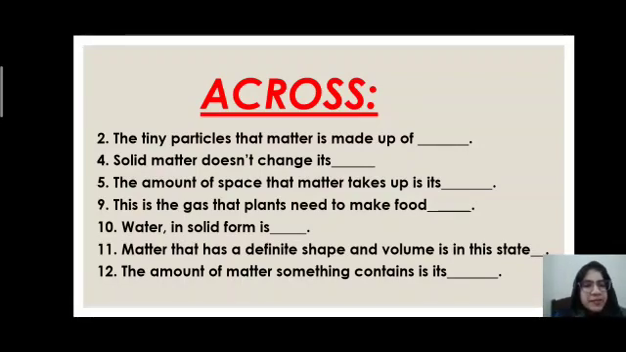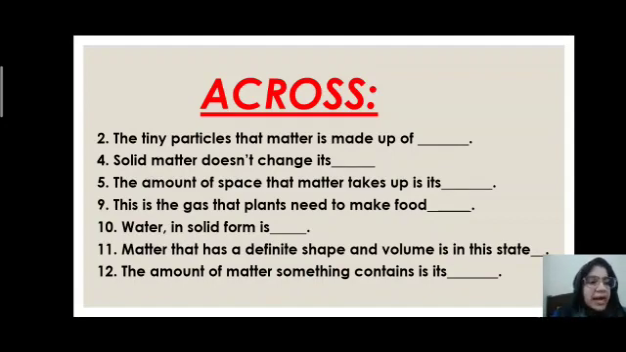Now, the fifth one. Water in solid form is. If we take the example of water, if we put that water in the freezer, what happens? You have to write down the solid form of water. Then the next blank, matter that has a definite shape and volume is in this state. I have explained you the 3 states of matter, solid, liquid and gas. You all know which state is the one which has a definite shape and definite volume.